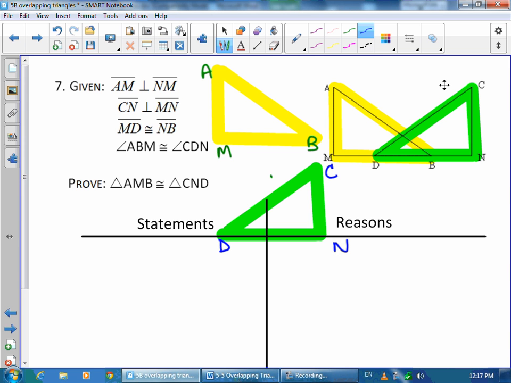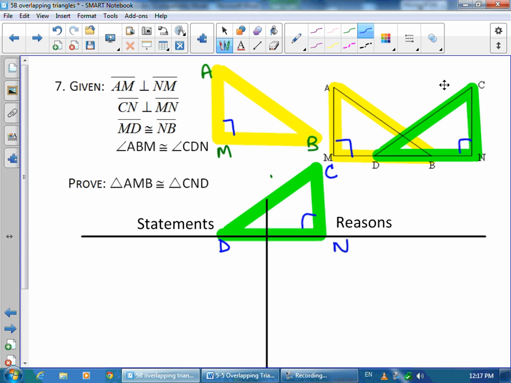So let's look at what we have. We're told that AM is perpendicular to NM. So AM perpendicular to NM. That's going to give me a right angle here. And if I put it on my separated diagram, it's right there. And we're told that CN is perpendicular to MN. CN, MN. So that's here. And again, on my separated diagram, that's right there.